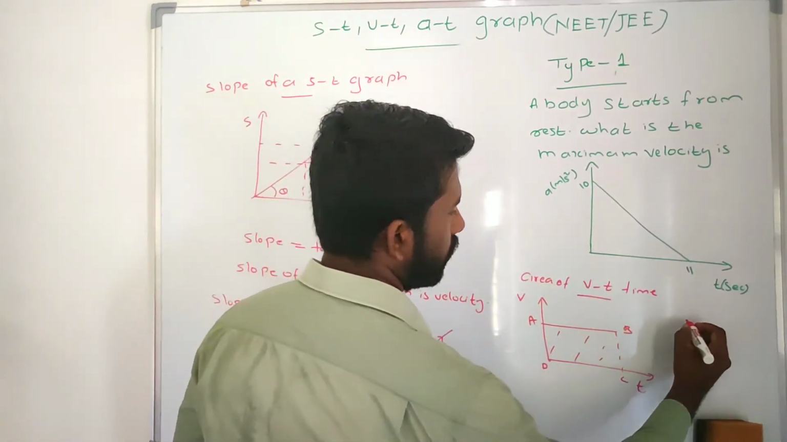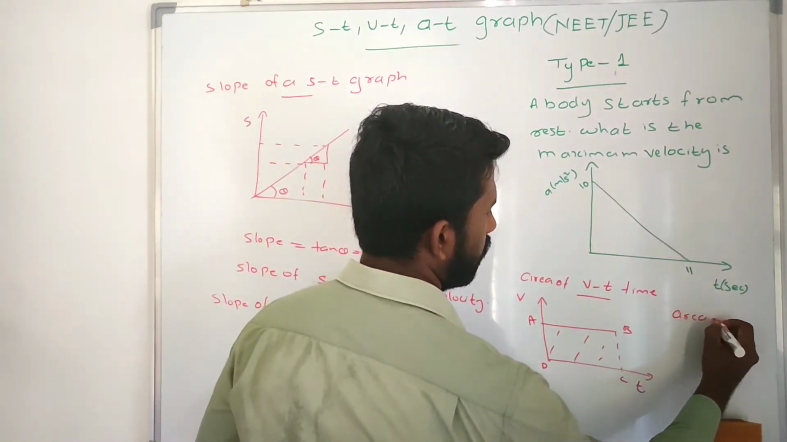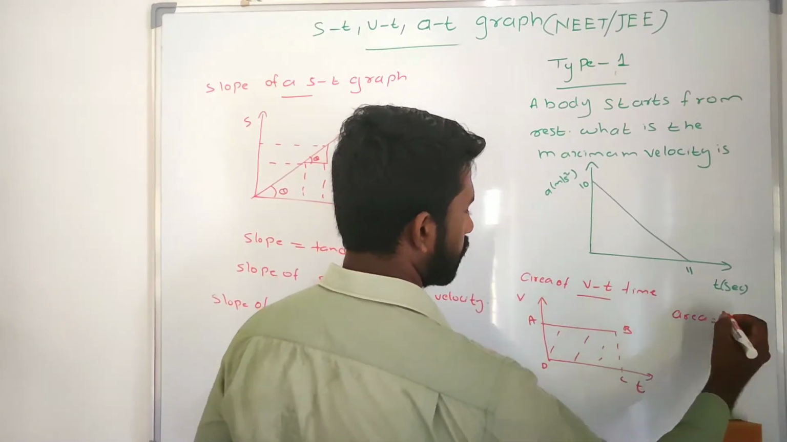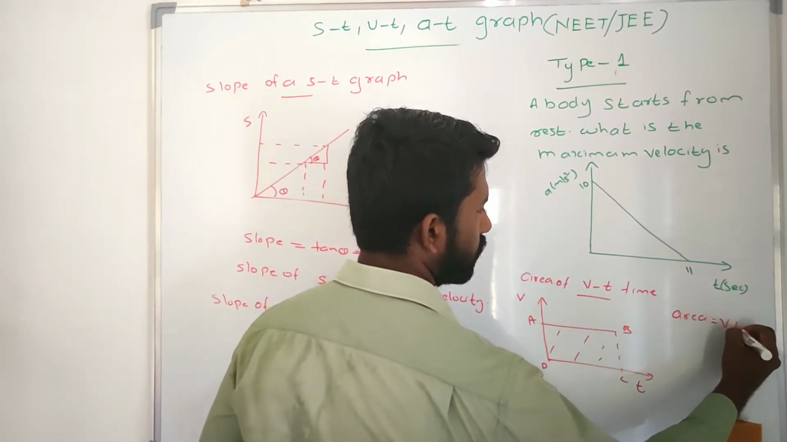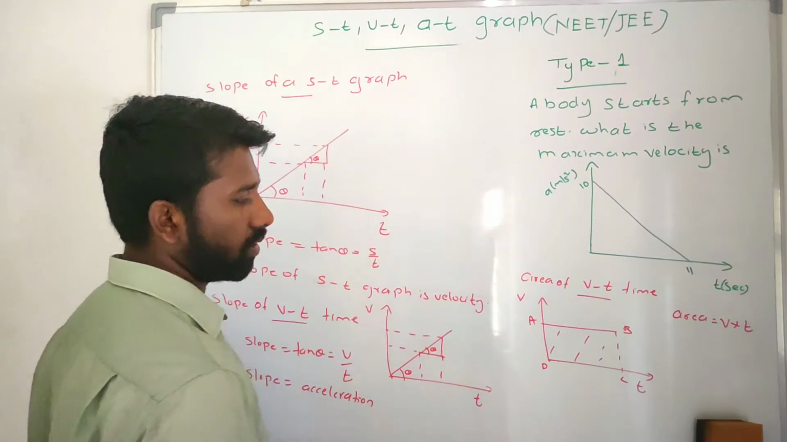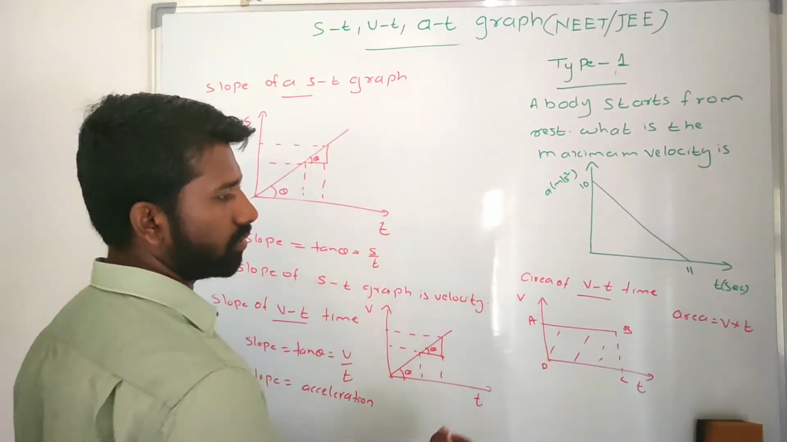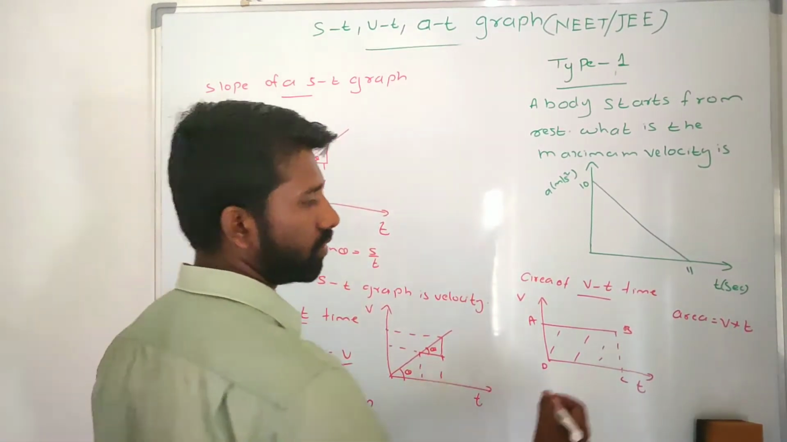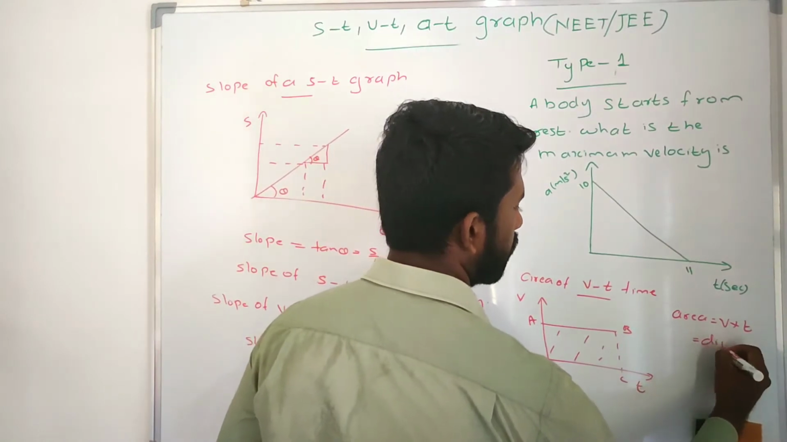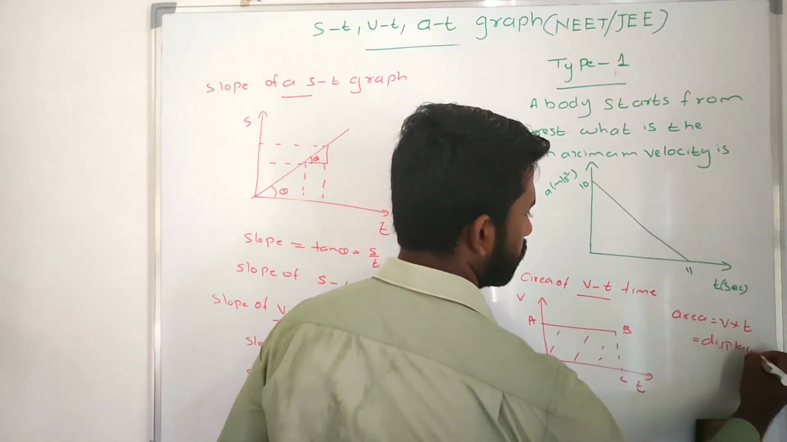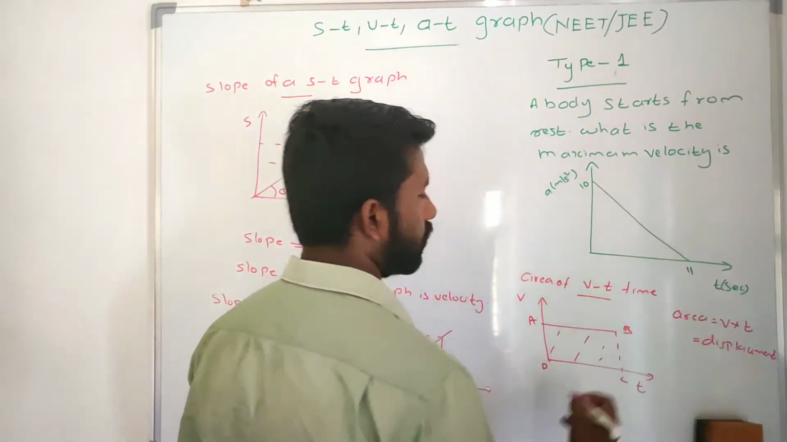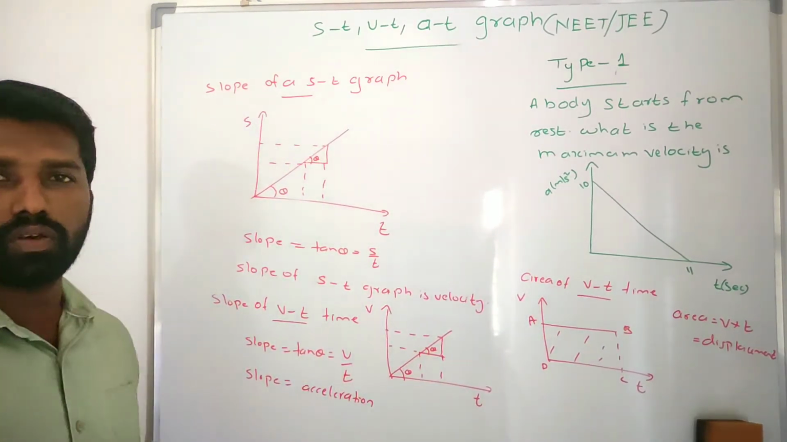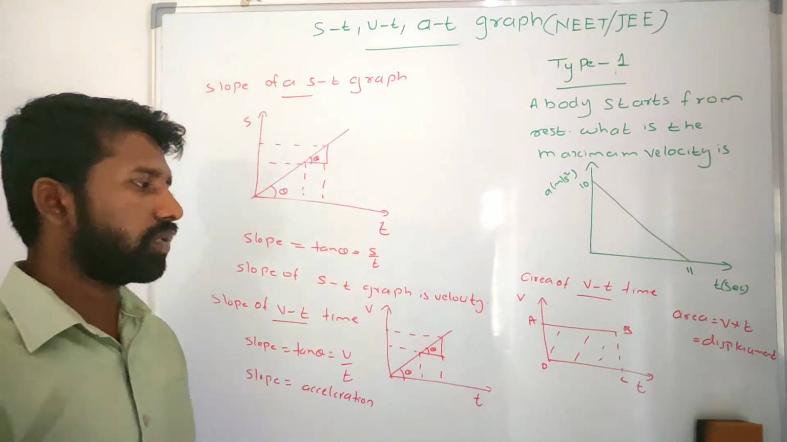What about the area? Area is equal to this side into this side. This side is velocity into time. Velocity into time is what? Displacement. So the area of the velocity-time graph is displacement.